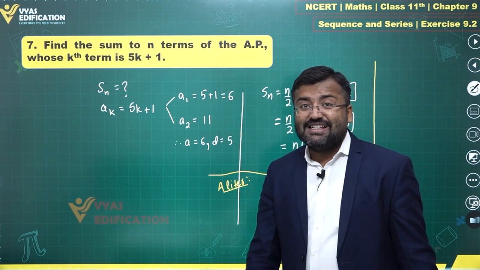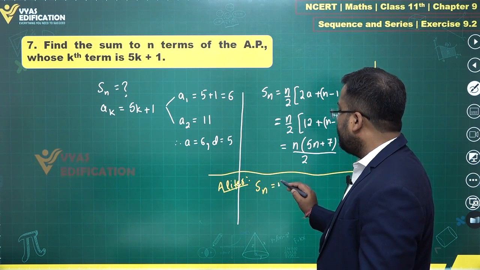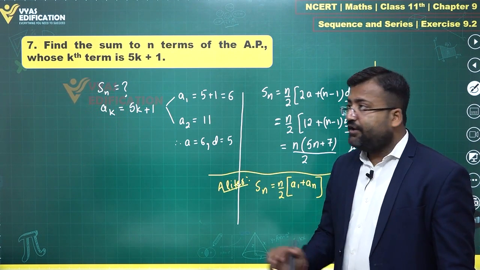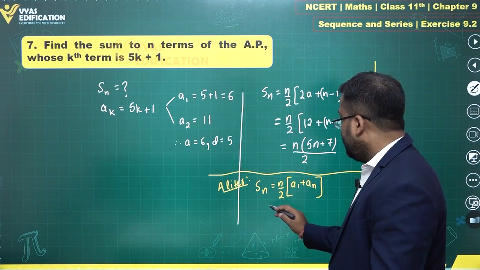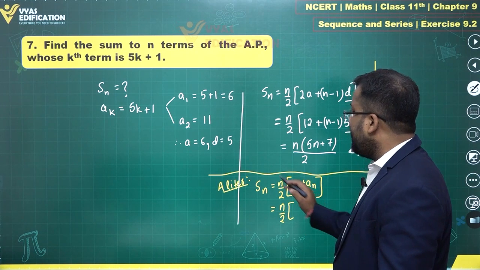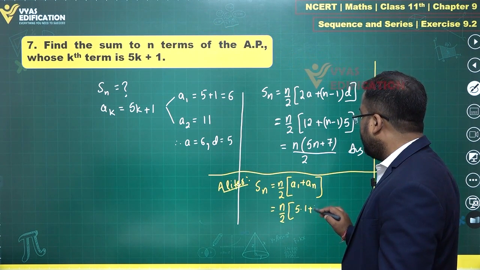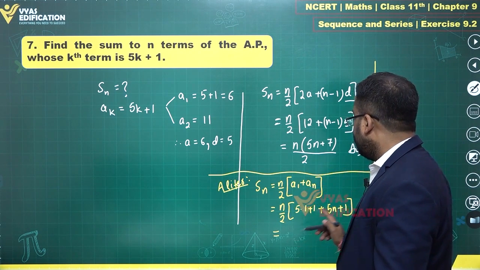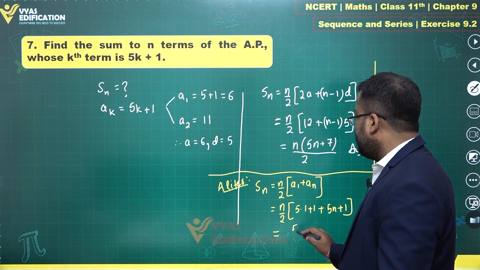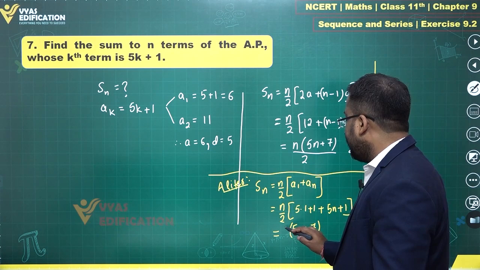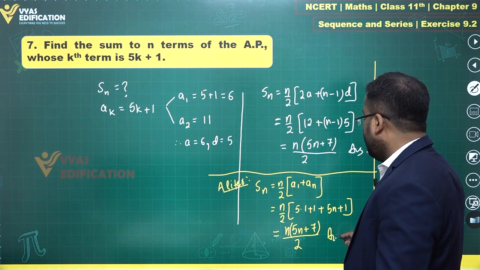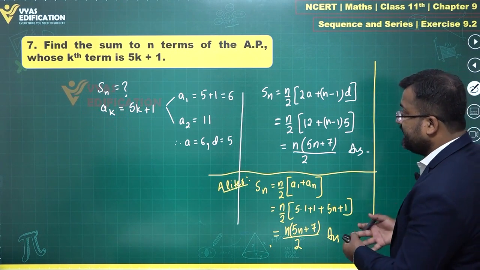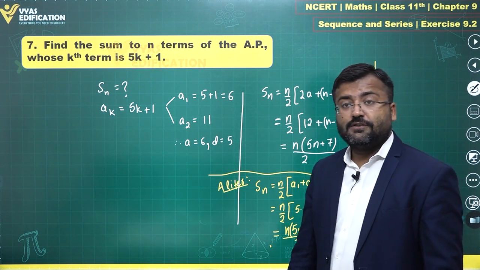Do you see that Sn has another version, that is n by 2, A1 plus An, first term plus last term, yes. And you see that we are given a formula for AK. So this is n by 2. What is A1 equal to? A1 is 5 times 1 plus 1. An is 5 times n plus 1. Okay, so this becomes 5n plus 5 plus 1 plus 1, which is 5n plus 7. There's an n already there outside and divided by 2. Obviously, you get the same answer, but instead of finding A and D, you can directly use this version and get the answer directly like this. That's the 7th question for us.